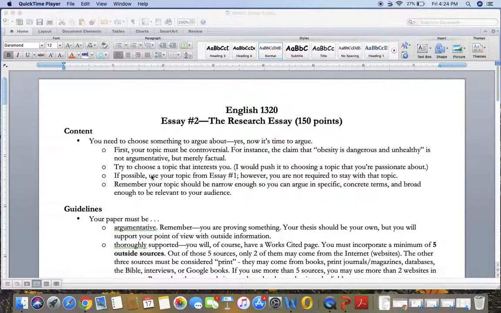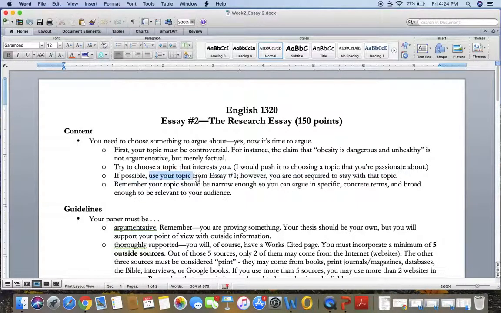Now, the ideal would be that you would actually use your topic from Essay 1 that you've already explored, because that way, hopefully, you already have some sources on the topic. You've already given it a lot of thought. However, you're not required to stay with that topic. If you want to switch and do something else, maybe you're tired of that one, that's completely fine. And you're welcome to shoot me an email with a topic idea if you're not sure if it would be appropriate for this paper.